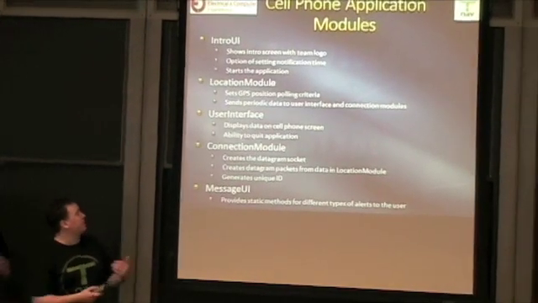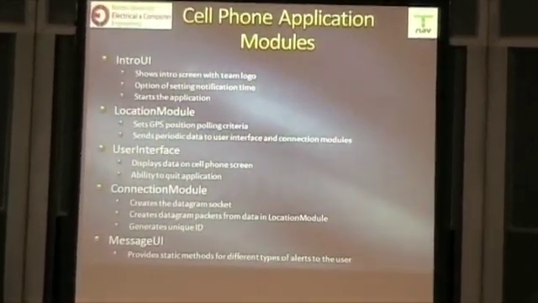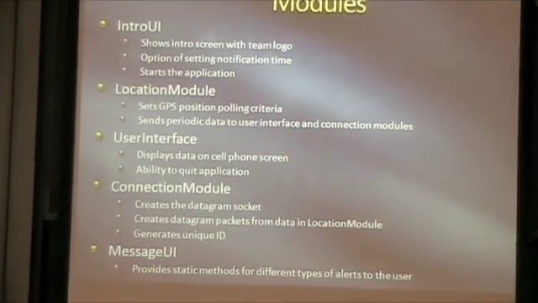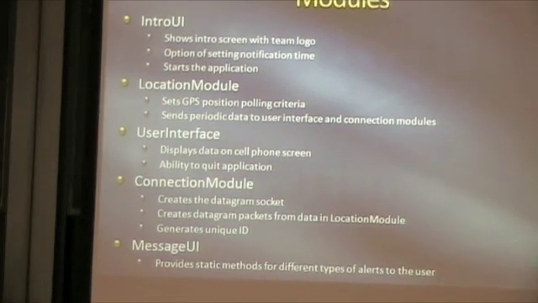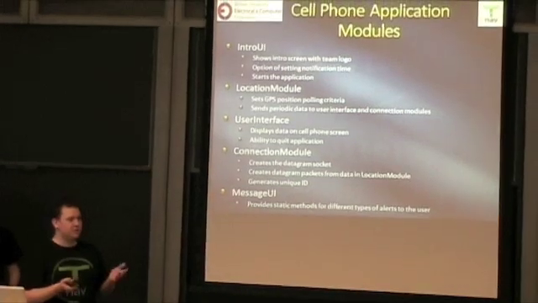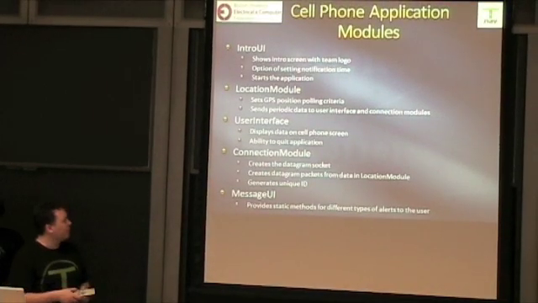And it basically consists of 5 main modules in Java. The intro user interface, which provides the intro screen when the user starts the application. It allows you to set those notification options and start the actual application. Then we have the location module, which is a small Java class that uses the location API to call the cell phone's GPS chip for location data and send that using the connection module through a UDP datagram, one-way communication straight to the server over the cell phone GPRS, 3G, whatever data network you're on.